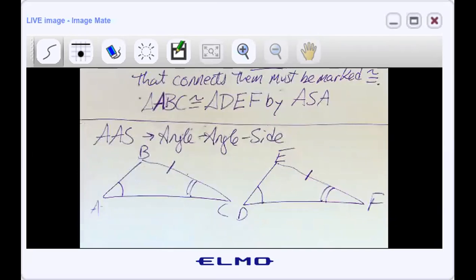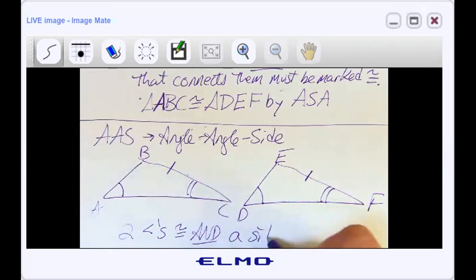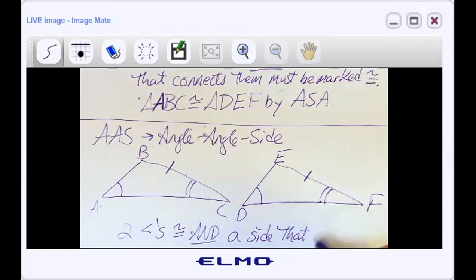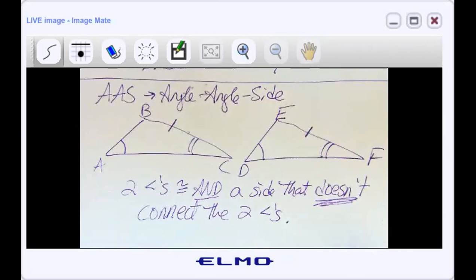Okay, so two angles congruent and a side that doesn't connect those angles. Doesn't matter which one, just any side that doesn't connect the two angles. That's all we need this time. Two angles and a side that doesn't connect them.